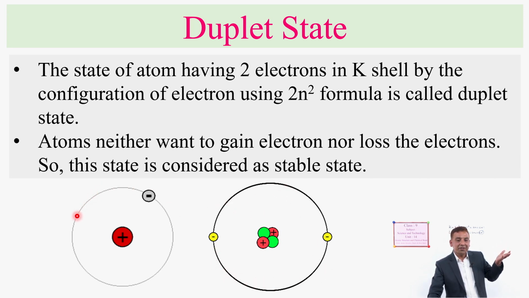But hydrogen has only 1 electron. So if hydrogen gains an electron and acquires 1 electron here, that means it will have 2 electrons at this orbit. So it can also attain the duplet state.